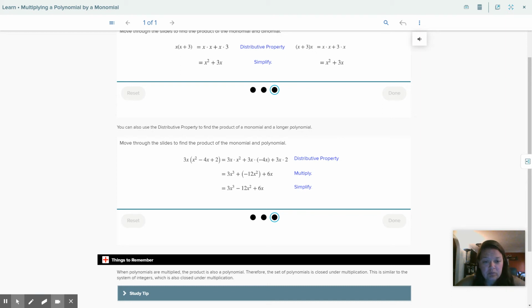Multiply. So 3x times x squared is 3x cubed, or 3x to the third. 3x times negative 4x is negative 12x squared, and 3x times 2 is 6x. And then the next step is to simplify, which just means we change plus negative 12 to just a regular minus. So 3x to the third minus 12x squared plus 6x. Make sure you get that copied down in your notes. And we'll go to the last thing here.